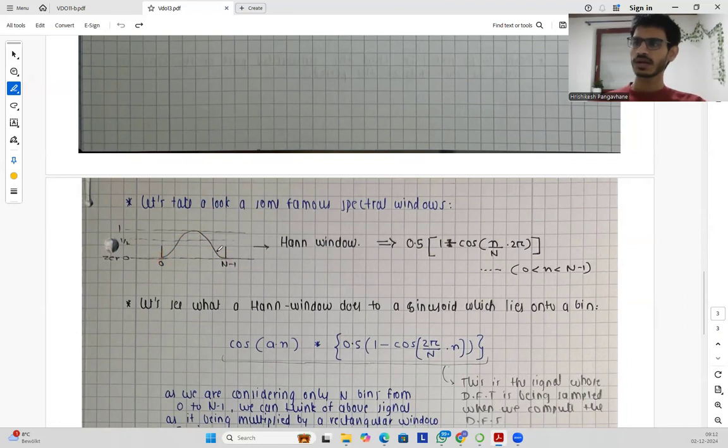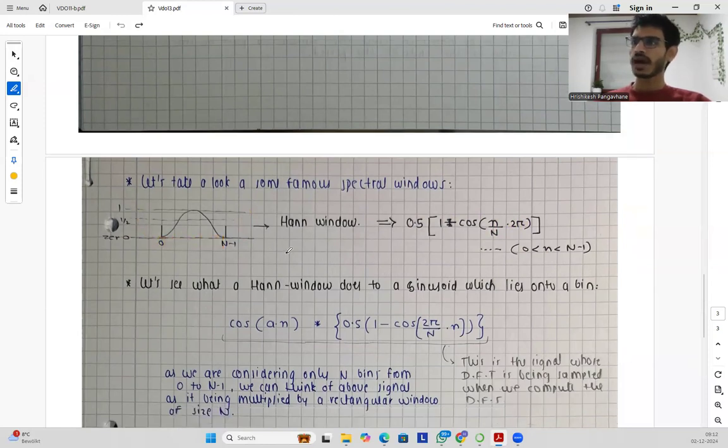So this is something called a Hann window, and it is nothing but a cos signal which is uplifted by half. It is given by 0.5 times (1 minus cos(2 pi n by record length)), where n lies between 0 and N minus 1, because that's what our samples are, right? That's our period, from 0 to N minus 1.